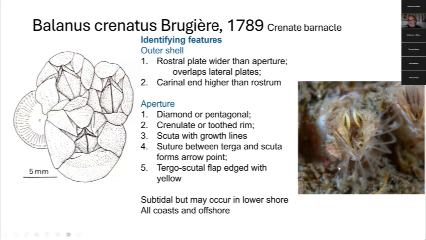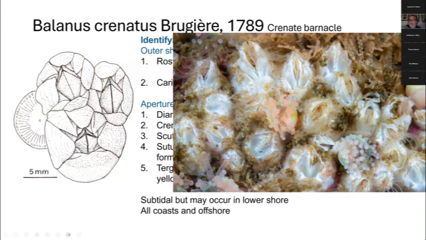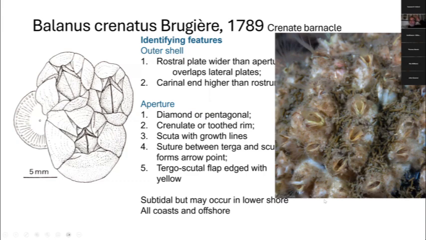And you can see the legs coming out, and you can see the tergoscutal flap in here, which is edged with pale yellow. And you can see that in these photographs here. Here's the tergoscutal flap showing nicely, edged in yellow. And there you can see the same thing again.